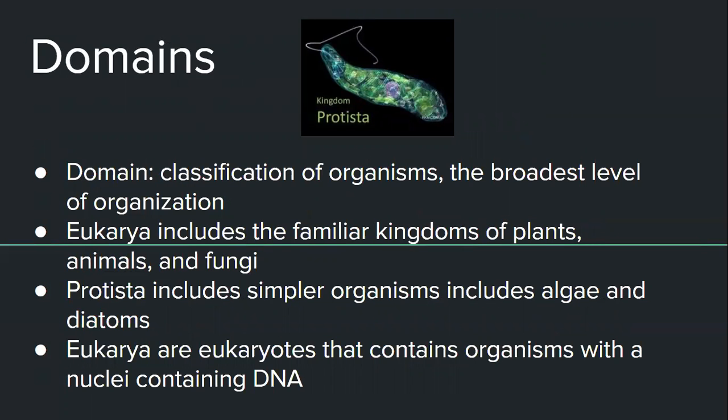In the classification of organisms, the broadest level of organization is the domain. There are three domains: Eukarya, Archaea, and Bacteria. Eukarya includes the familiar kingdoms of plants, animals, and fungi, and a less familiar kingdom, Protista, which contains much simpler organisms. Members of domain Eukarya are called eukaryotes. Eukaryotes have nuclei containing DNA.